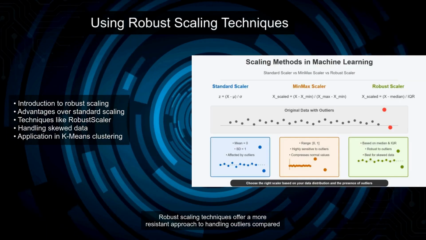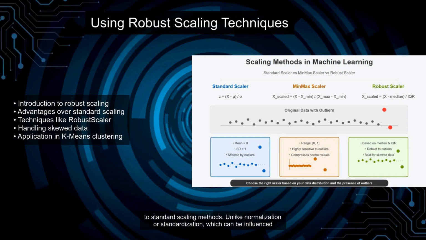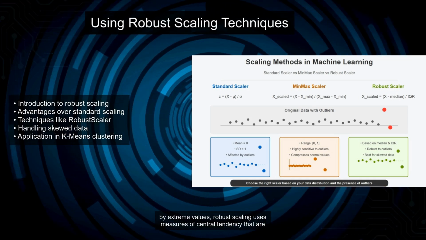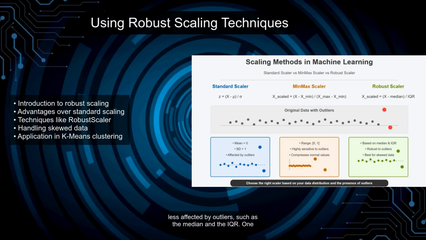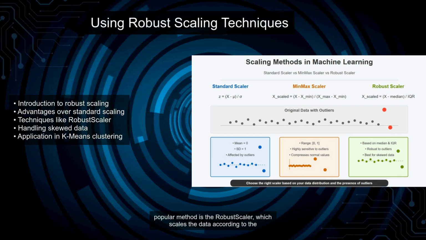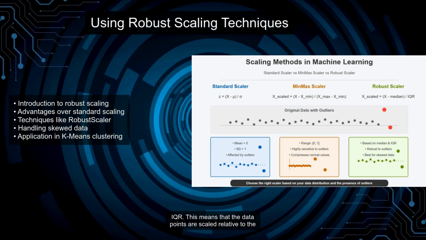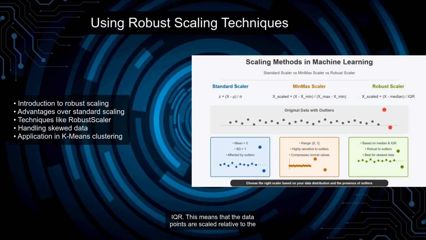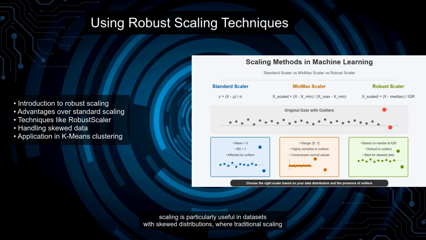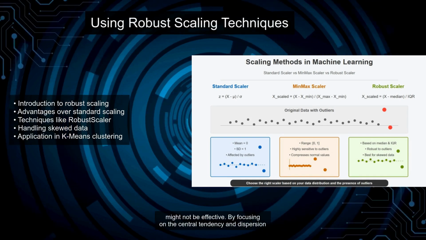Robust scaling techniques offer a more resistant approach to handling outliers compared to standard scaling methods. Unlike normalization or standardization, which can be influenced by extreme values, robust scaling uses measures of central tendency that are less affected by outliers, such as the median and the IQR. One popular method is the robust scaler, which scales the data according to the IQR. This means that the data points are scaled relative to the central 50% of the data, making it more robust to outliers. Robust scaling is particularly useful in datasets with skewed distributions, where traditional scaling might not be effective.